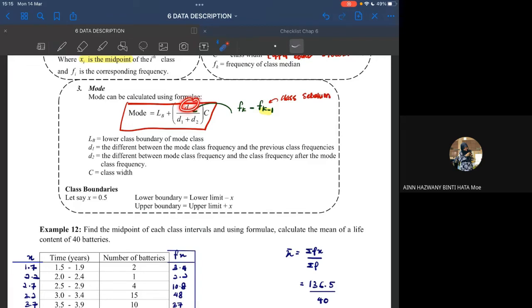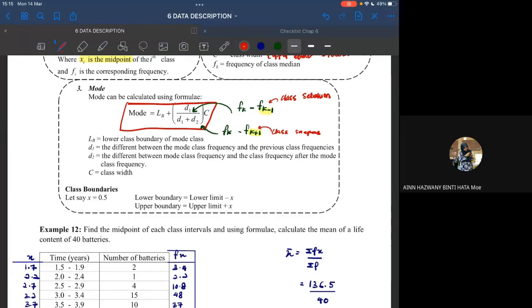Okay, D1 frekuensi kelas minus dengan frekuensi kelas sebelum. D2 frekuensi kelas minus dengan frekuensi kelas selepas. K plus 1 maksudnya kelas selepas lah. Alright, so C ialah class size kamu lah.